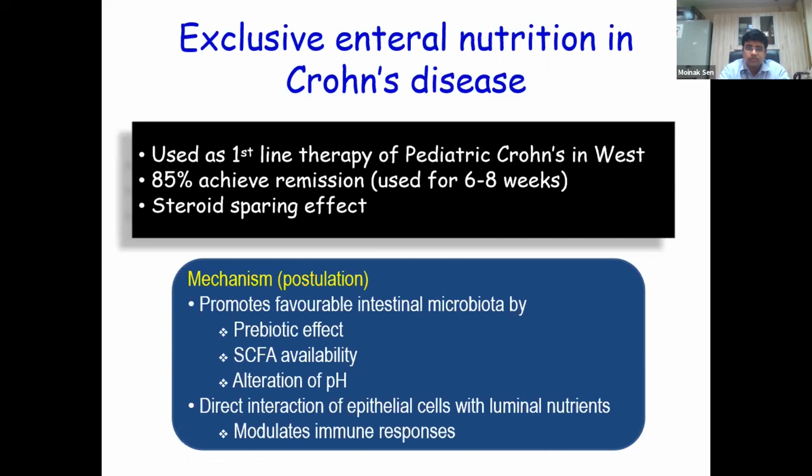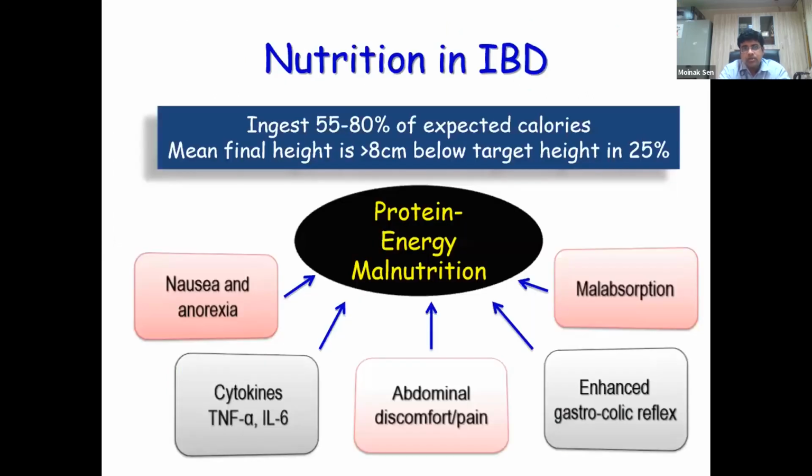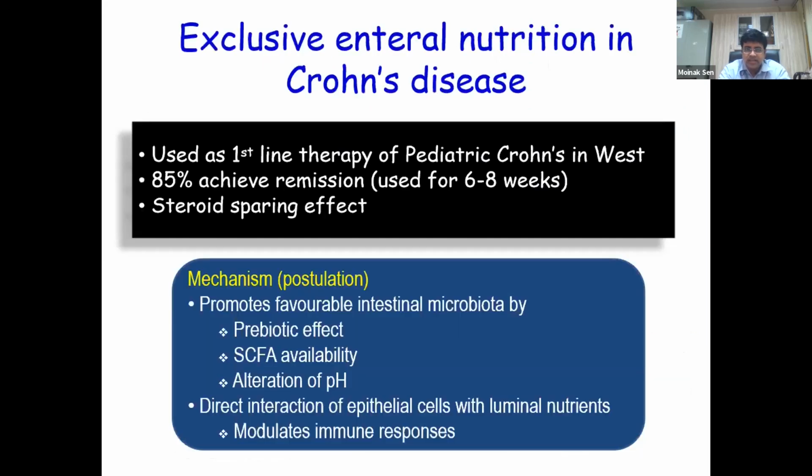Sure. Thank you. So if you look at nutrition in IBD, most of the children have a very deficient target height. Now, one of the ways other than pharmacotherapy is to give exclusive enteral nutrition. It's used as a first-line therapy in the West, and 85% achieve remission, and it has a steroid-sparing effect.